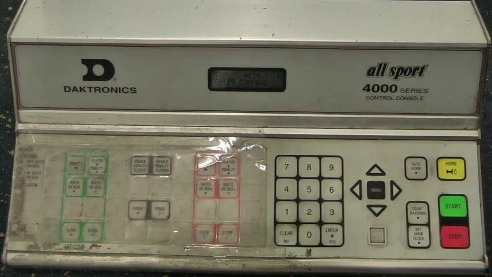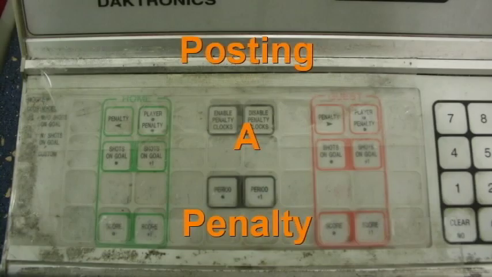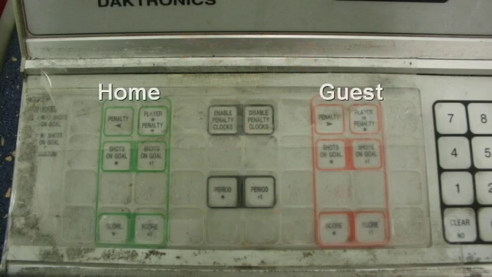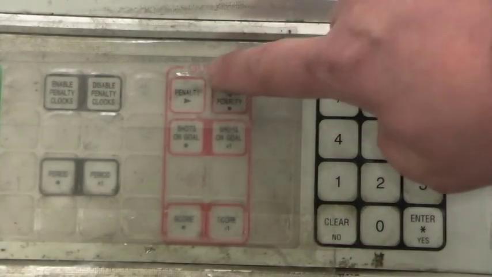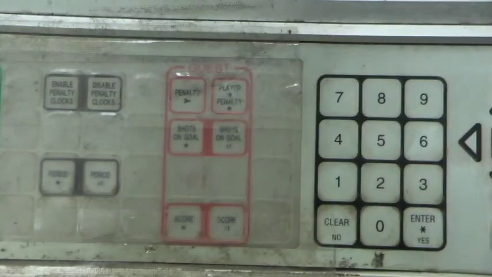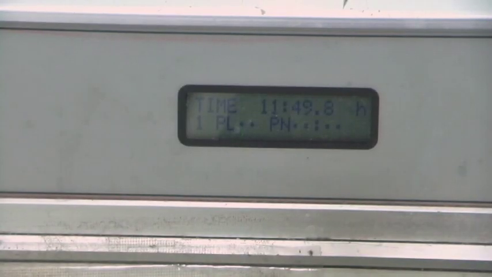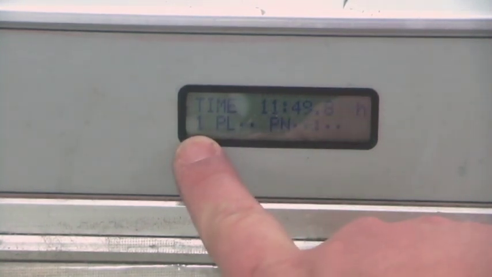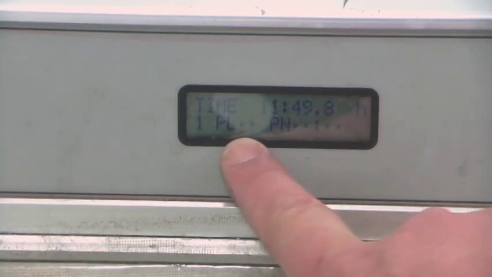In order to post a penalty, you first need to determine if it is against the home or visitor team. In this case, we will post a penalty to the visiting team. To do so, we will first press the player penalty button. Since at this point there are no penalties posted, pushing the player penalty button will bring up line 1. When penalties are entered, they are assigned in order.